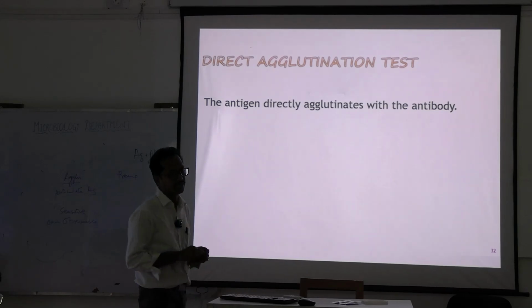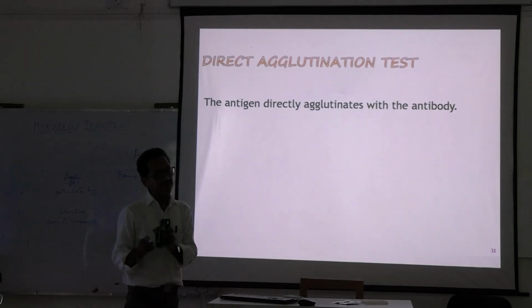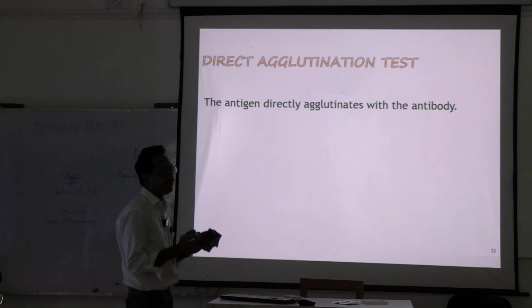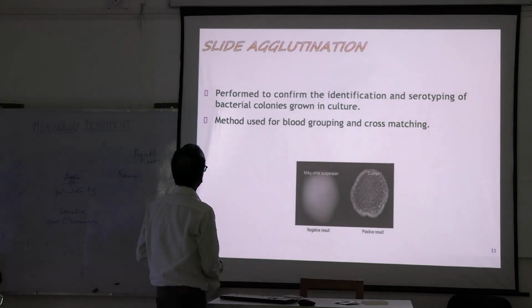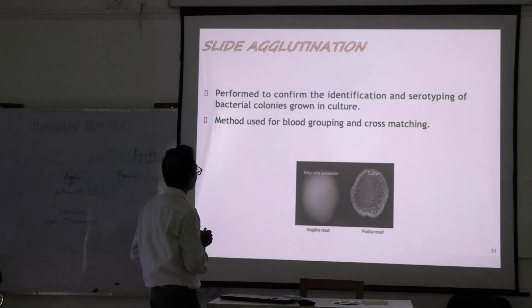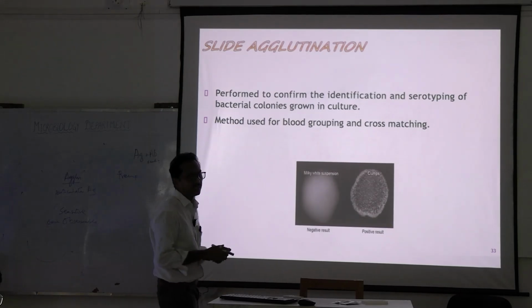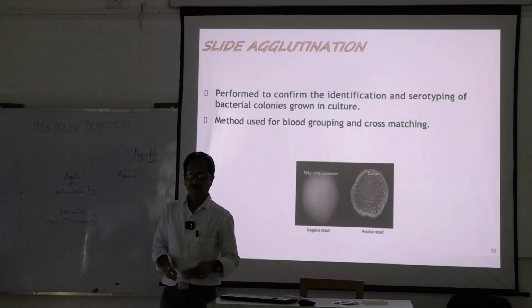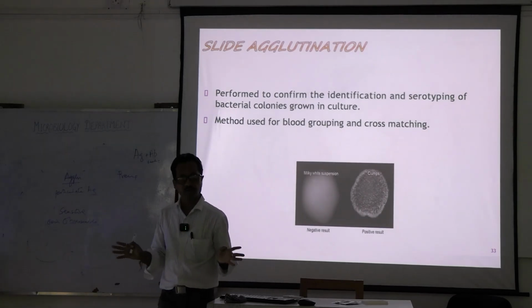Direct agglutination test. What are the direct agglutination tests? It means antigen is directly bound with the antibody. Performed to confirm the identification. So what are the agglutination reactions you know? Slide agglutination test and tube agglutination test.